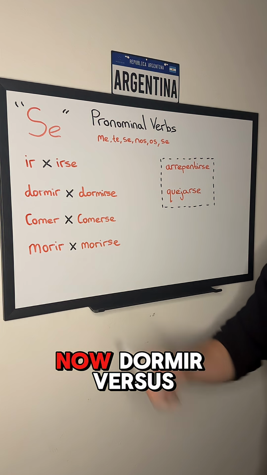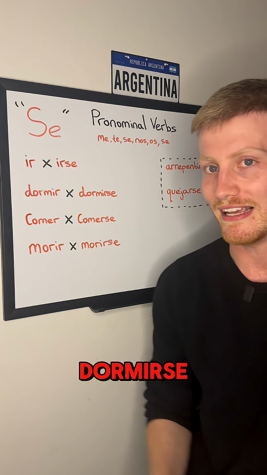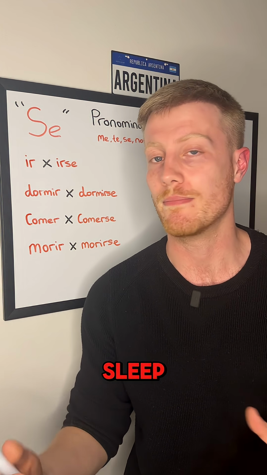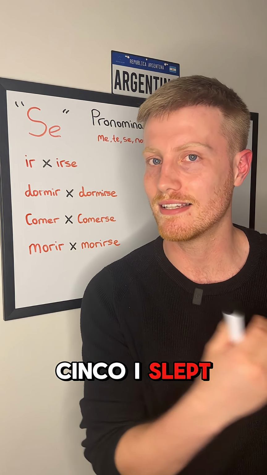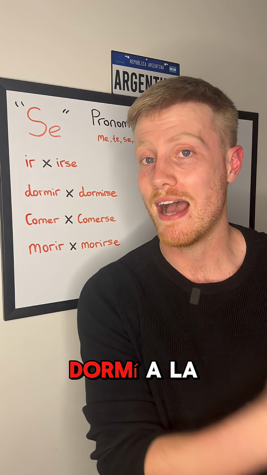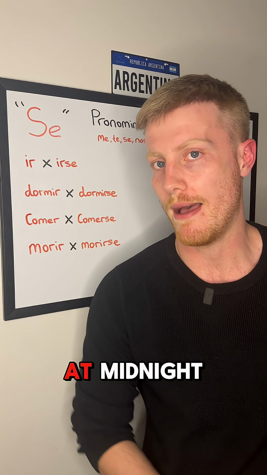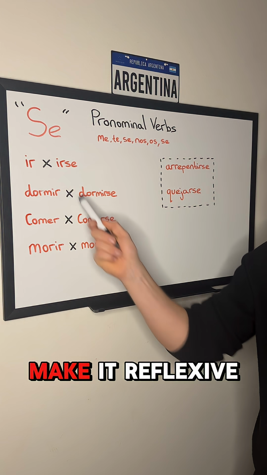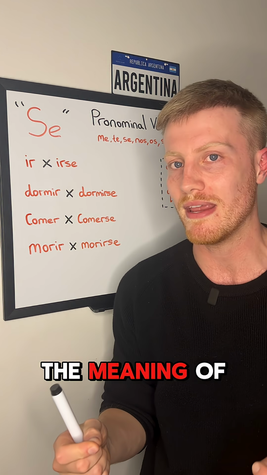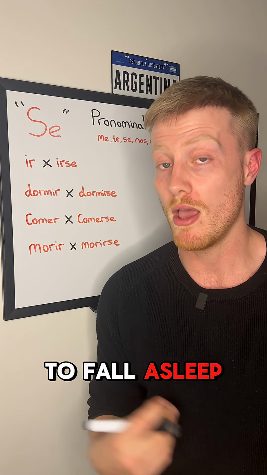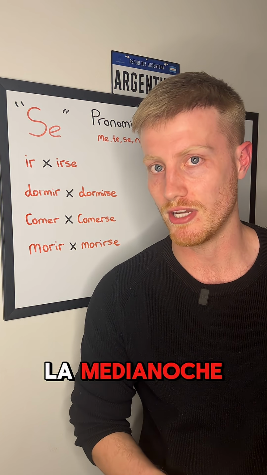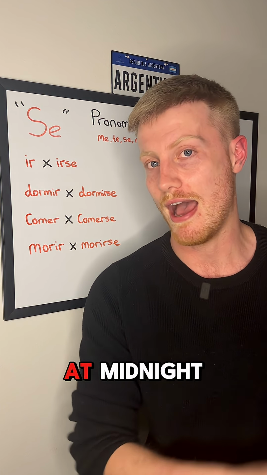That's number one. Now dormir versus dormirse. Dormir holds the meaning of to sleep. Dormí a las 5. I slept at 5. Dormí a la medianoche. I slept at midnight. However, if we make it reflexive, it now holds the meaning of to fall asleep. Me dormí a la medianoche. I fell asleep at midnight.